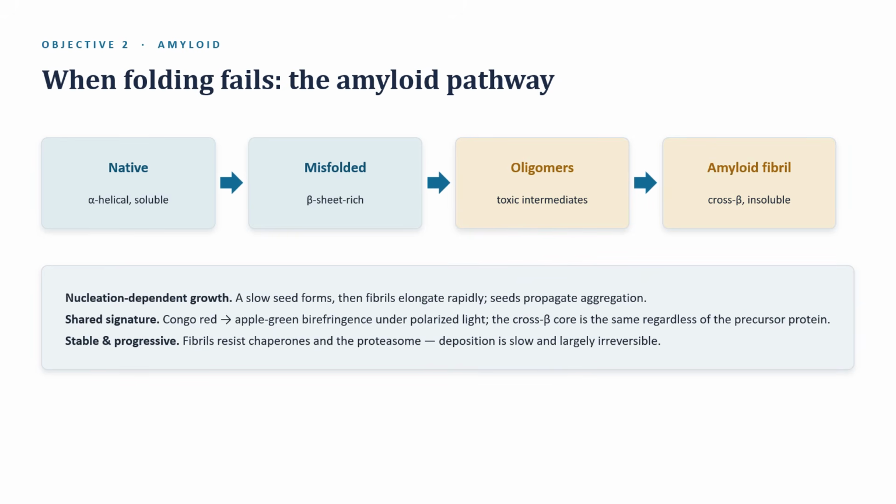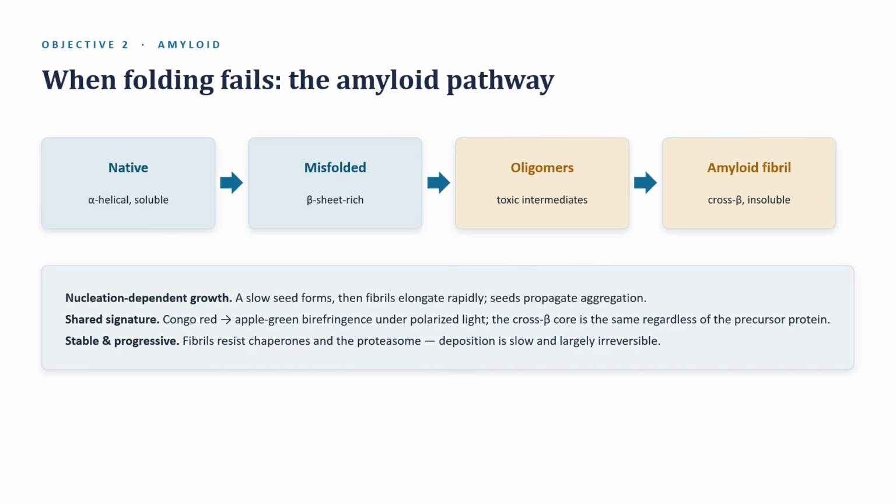So what happens when folding fails and quality control is overwhelmed? Follow the arrow on the slide. A native, largely alpha helical protein misfolds into a beta sheet-rich form. Those misfolded units first assemble into small oligomers, which are actually the most toxic species, and then into the long insoluble amyloid fibril. The key structural feature is at the end, the cross-beta core, where beta strands stack perpendicular to the fibril axis. Three things to remember.